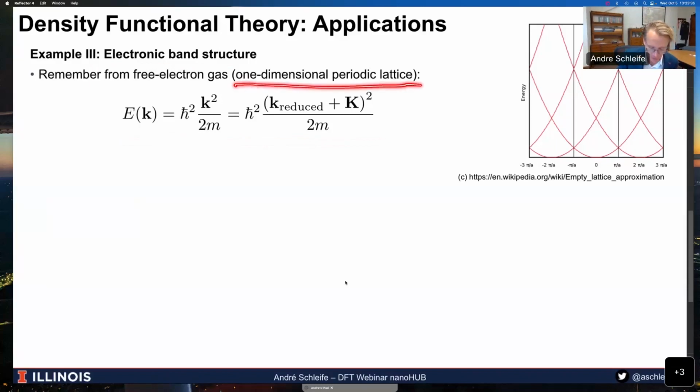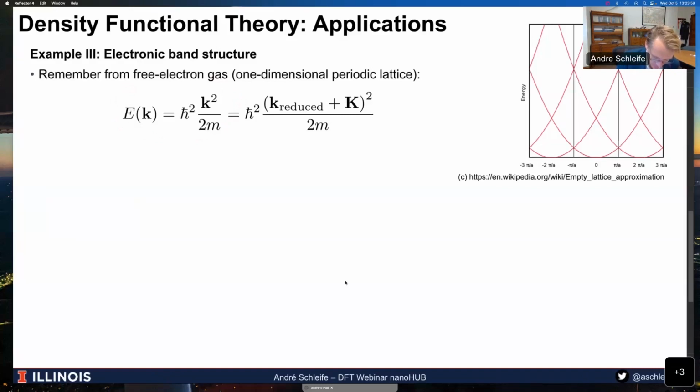We have a one-dimensional periodic lattice, without any potential, right? So we just have kinetic energy. That gives us this expression for the total energy. It's simply h bar squared k squared over 2m. k is your wave number in reciprocal space. And that is something that you can plot.